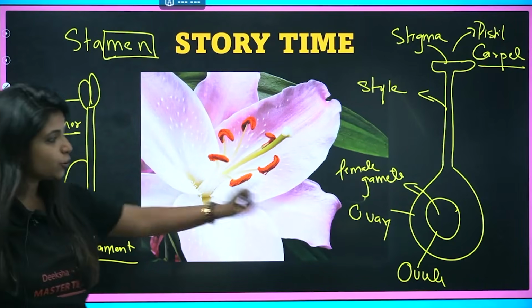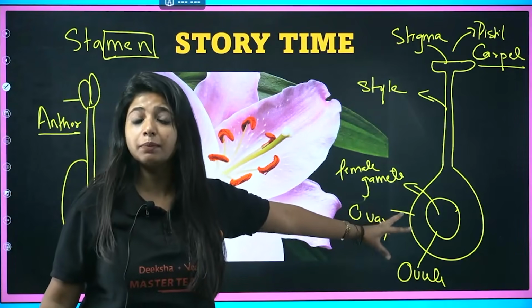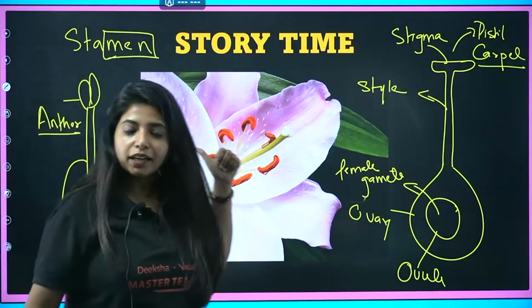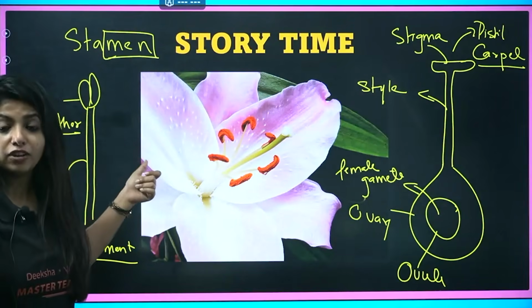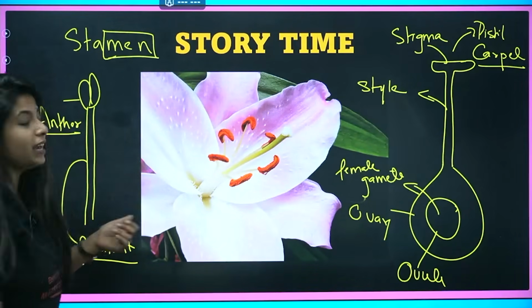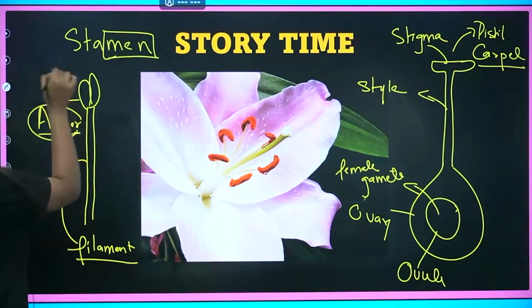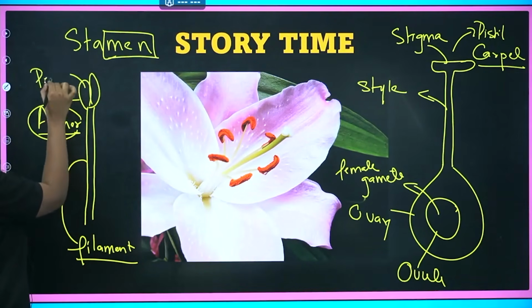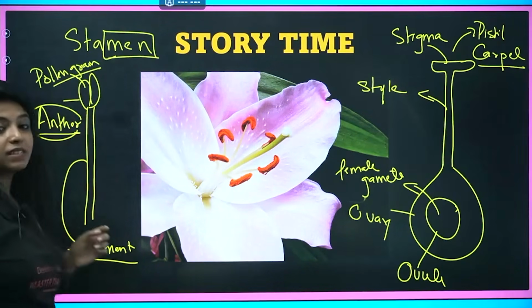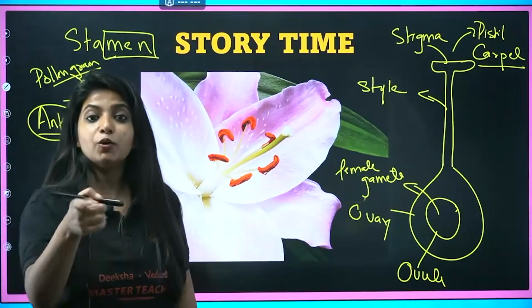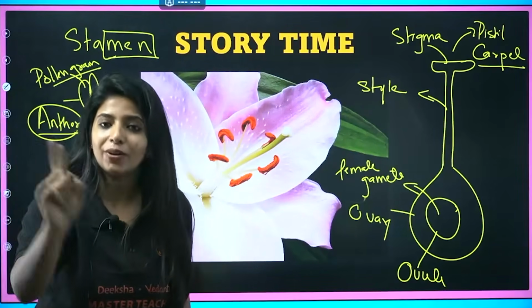Ma'am, you said that the female gamete is inside the ovule. Similarly, do we have anything over here where the male gametes are going to be? Obviously, yes. And what is that place? It is basically the anther. Inside the anther, you have something that is known as the pollen grain. Now, you might think that the pollen grain is the gamete. Wrong.